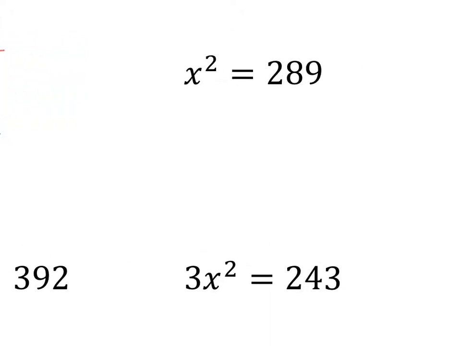Okay, then let's look at one more here. We could take the square root on both sides, okay? And the square root of x squared is just x, and the square root of 289 is 17 and negative 17. So we say plus or minus 17.